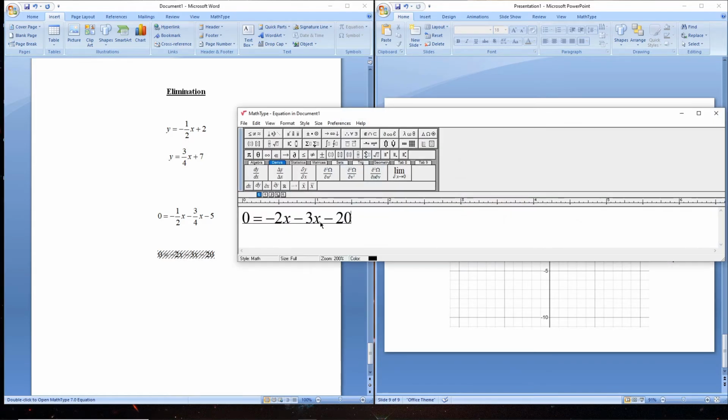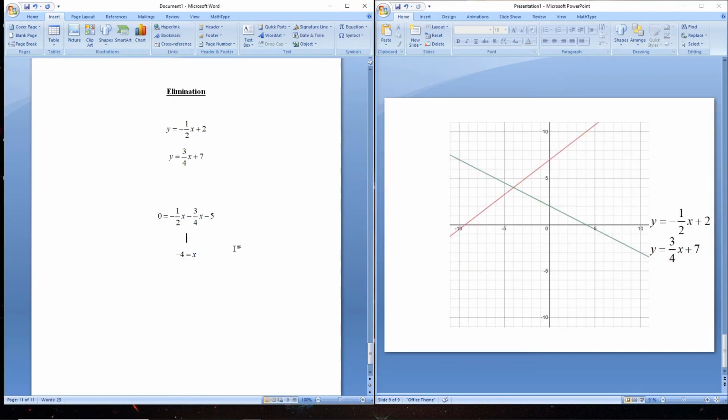And now we can combine terms. Minus 2 and minus 3 will get us a minus 5. And let's add 20 to both sides. And now we can divide both sides by minus 5. So 20 divided by minus 5 will get us our minus 4. Whoops, that was my computer making that ding there. And so we got our solution then of x equals minus 4.